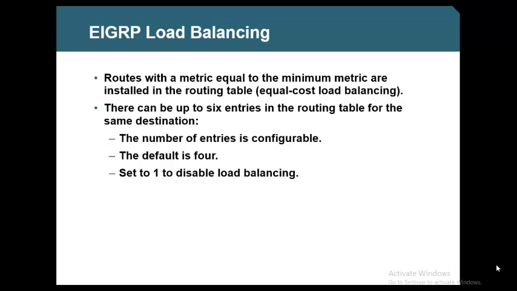In case you don't like it, you can set the max path to 1, which means I don't want more than one path. Though we got many paths, only one is going to be used for packet forwarding, and which one, it's randomly picked. So this is about equal cost load balancing, meaning that the metric is the same.